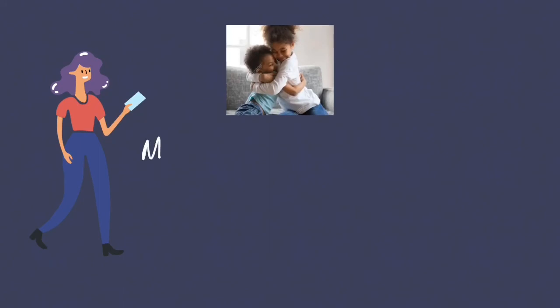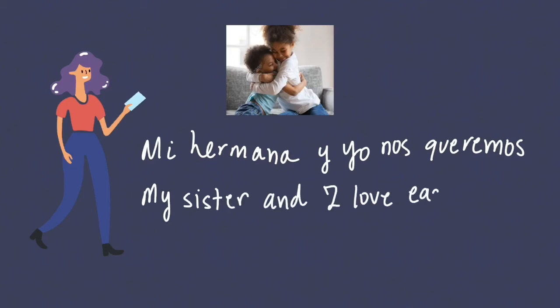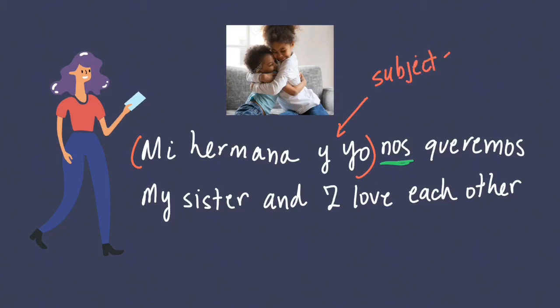For example, mi hermana y yo nos queremos, which means my sister and I love each other. So notice that I'm using the reciprocal pronoun nos. The subject is nosotros or nosotras, my sister and I. And it's basically the equivalent of each other in English.